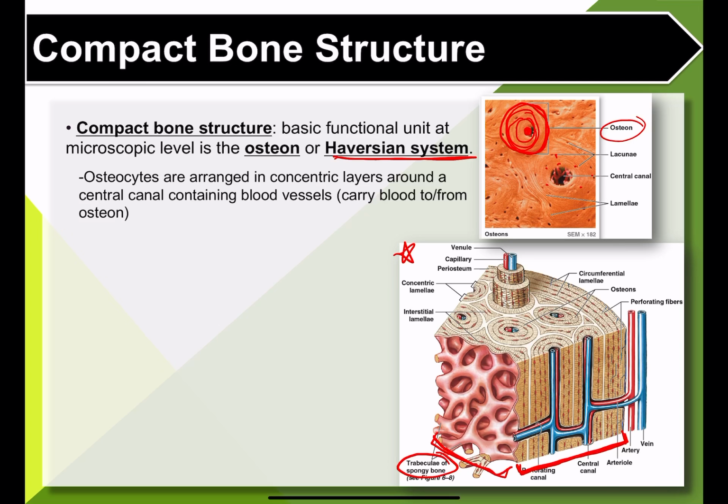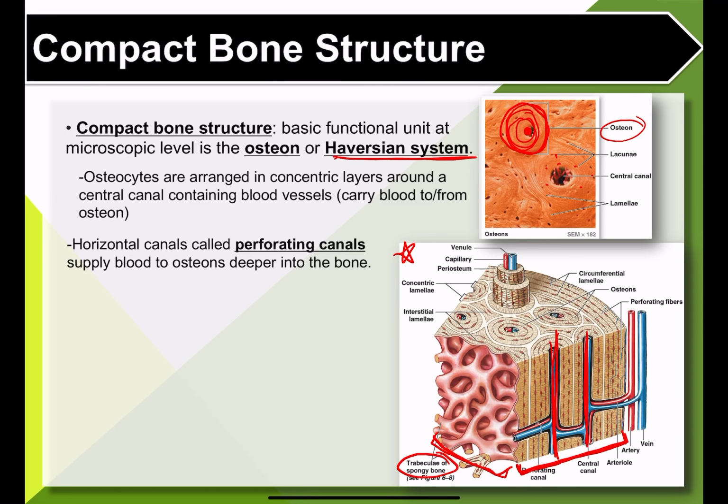And the central canal, also called Haversian canal, contains the blood vessels that carry blood to and from the osteon vertically down the compact bone. So these are the central canals that go down vertically through the compact bone. In addition to central canals running vertically, there are also horizontal canals called perforating canals, for supplying blood deeper into the bone tissue. So here are those horizontal perforating canals that ensure all the bone, even those osteocytes within here, are able to get as many nutrients as possible from the blood vessels.